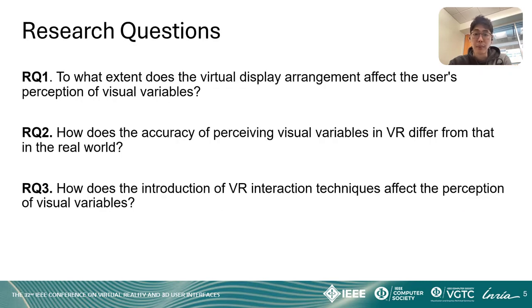This research work is proposed to answer the following research questions. The first research question is, to what extent does the virtual display arrangement affect the user's perception of visual variables? Second, how does the accuracy of perceiving visual variables in VR differ from that in the real world? Third, how does the introduction of different VR interaction techniques affect the perception of visual variables?